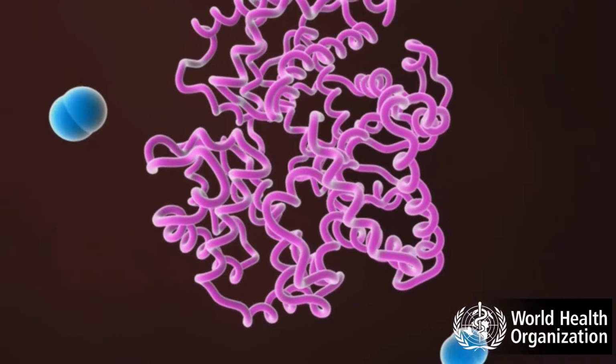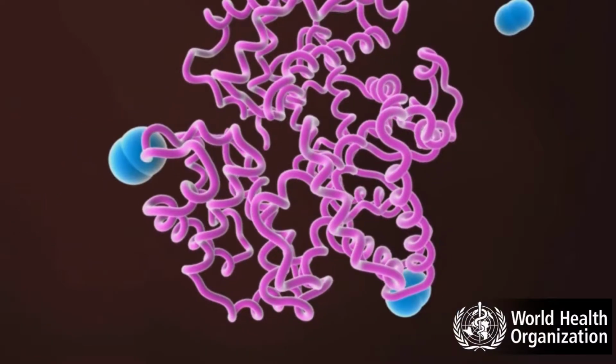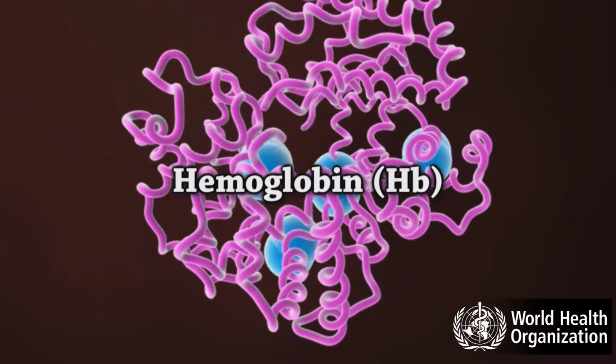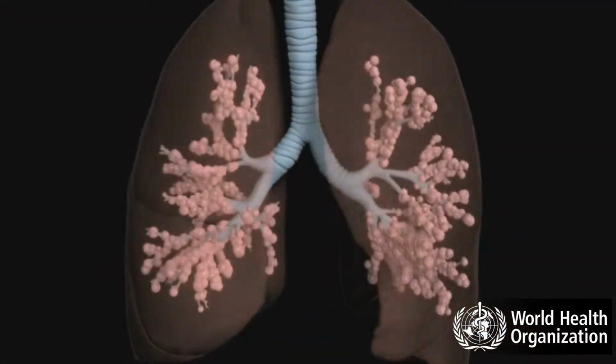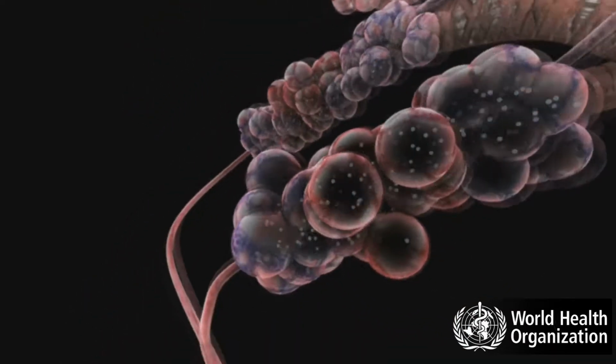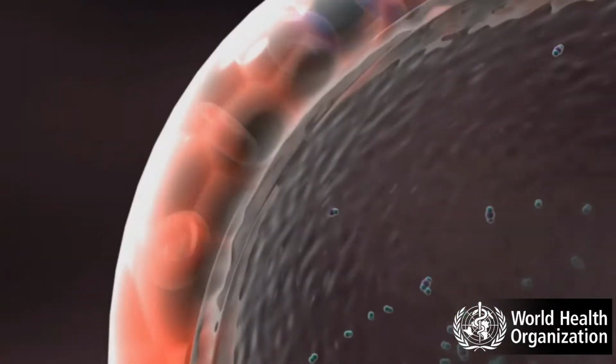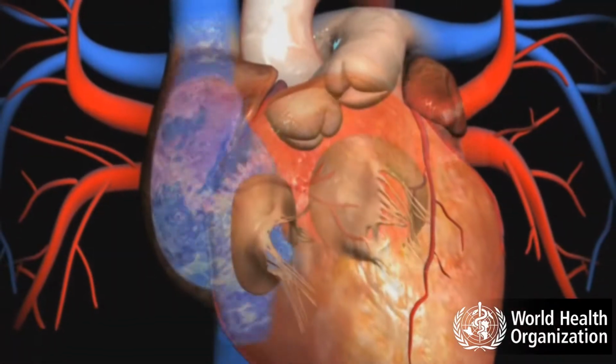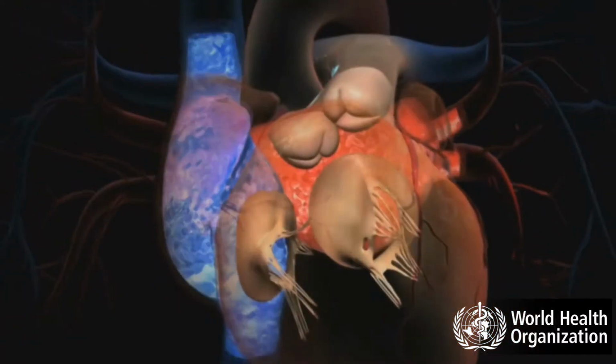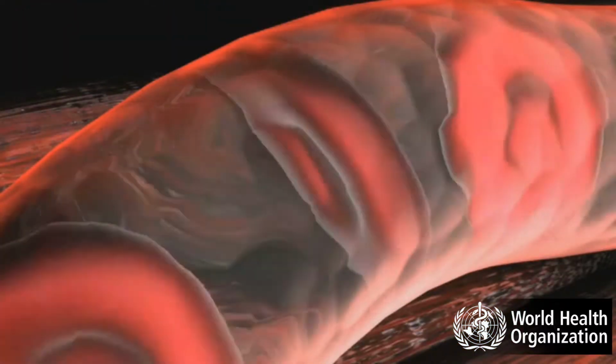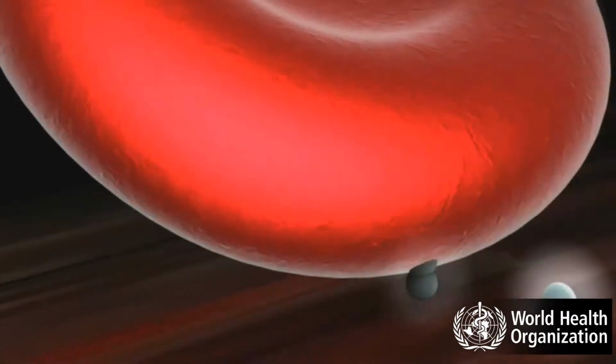Oxygen is transported in the blood by a protein called hemoglobin, Hb, contained in red blood cells. After oxygen is breathed into the lungs, it combines with the hemoglobin in red blood cells as they pass through the blood vessels in the lungs. The heart pumps blood continuously around the body to deliver this oxygen to the tissues.